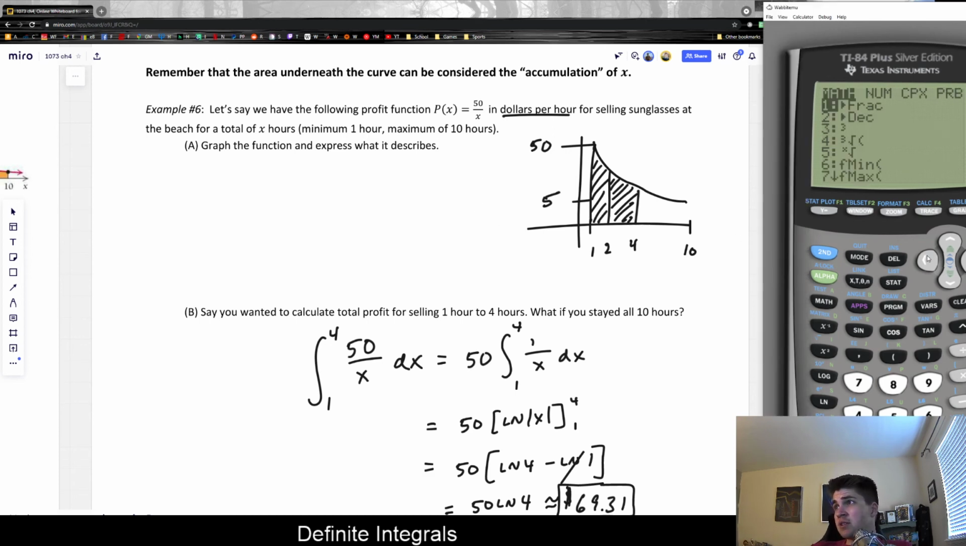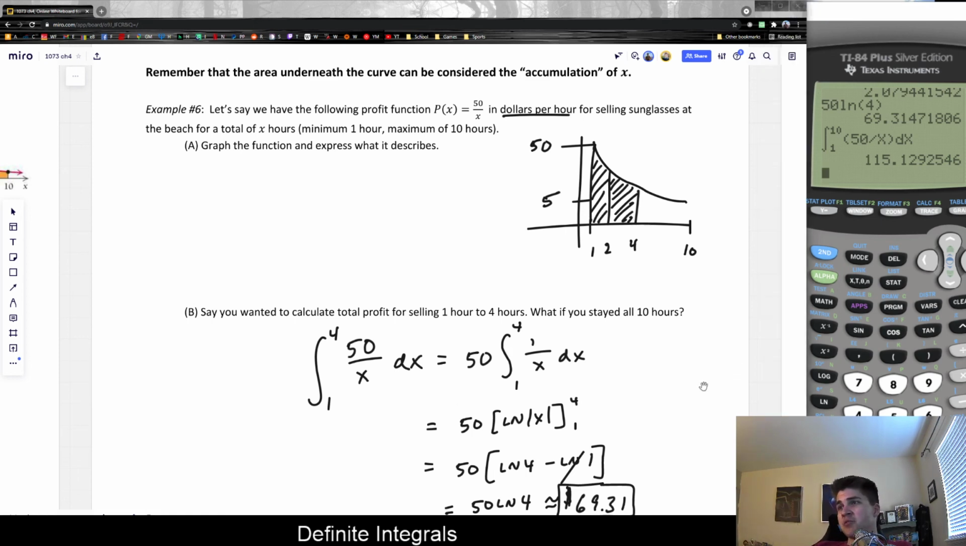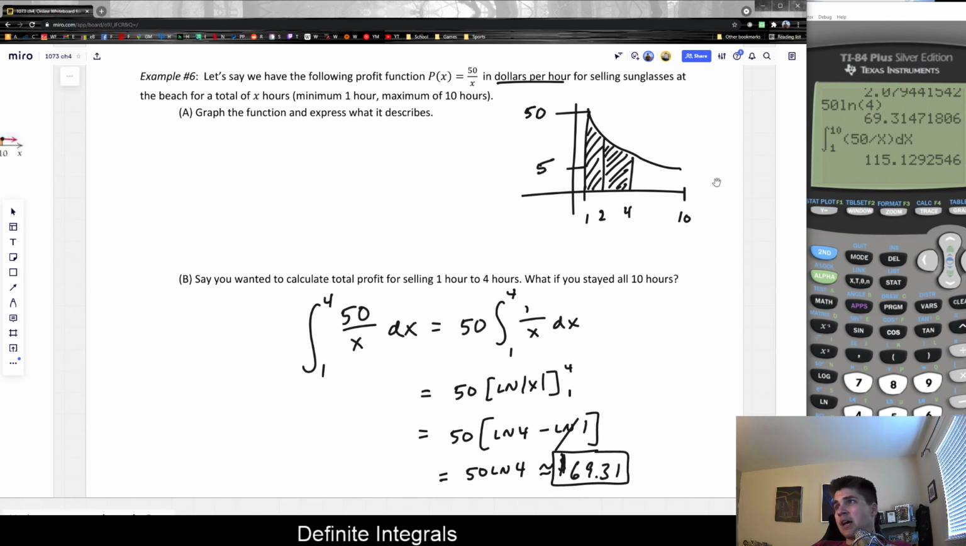Again, we could do this. Let's go ahead and calculate with a calculator here the integral of 50 divided by x from 1 to 10. And we'd see that if we stayed for the full 10 hours, our profit would be more like $115, which is technically a worse rate because the rate gets worse and worse over time, but it's still more. So you can weigh the options and say, is another 6 hours worth another little $48 in profit?